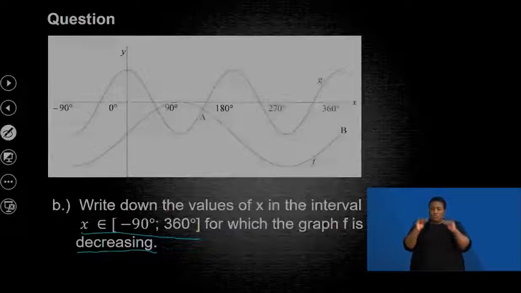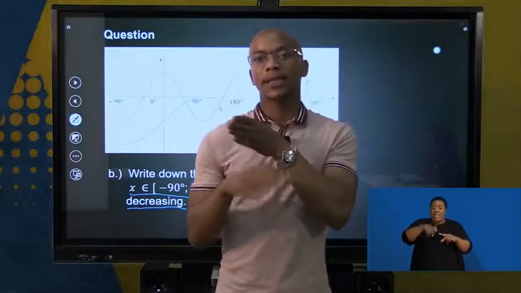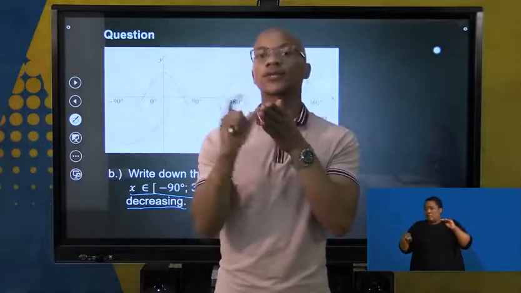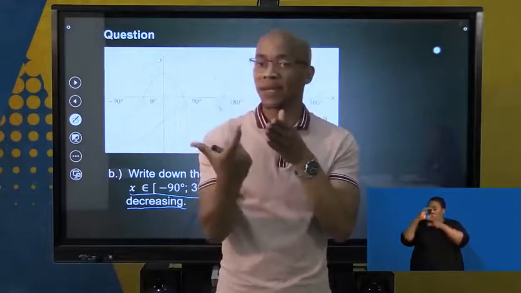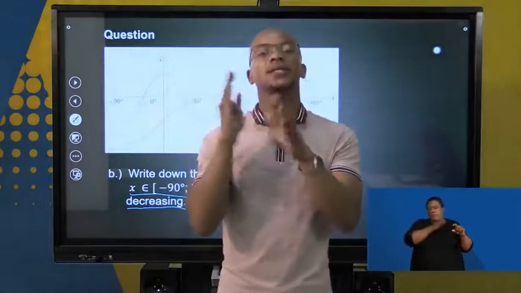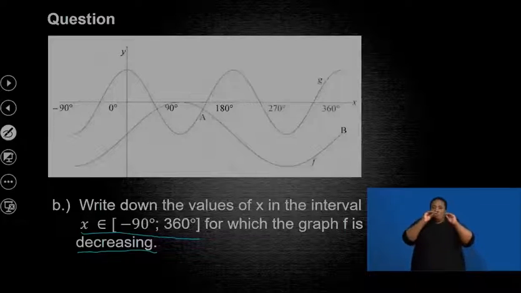For a graph to decrease, it means that as the values of x are increasing, the values of y are decreasing, because to say a graph increases or decreases, we look at the y value. For it to increase, it means as the x values are increasing, the y values are also increasing. So those are the two differences. Now let's look at this one in specific.